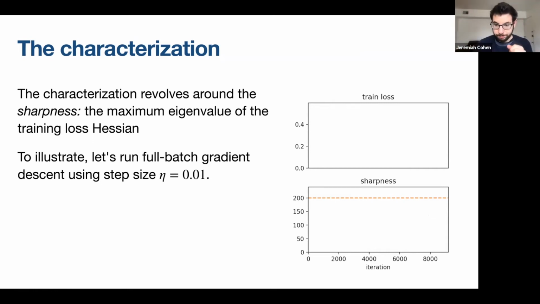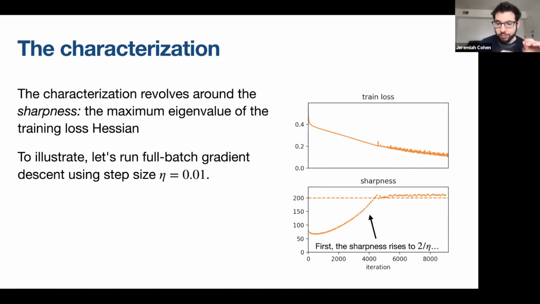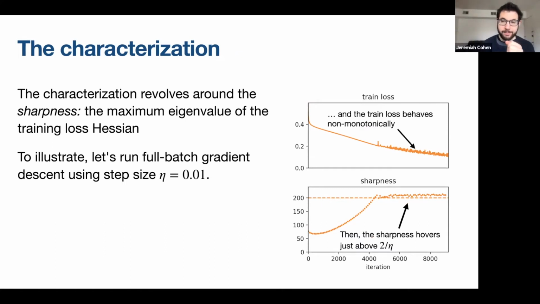Okay, so let's train. What happened? First, we see that the sharpness rises all the way to the dashed line, which marks 2 over eta, during which time the train loss is decreasing monotonically. Then, once the sharpness reaches 2 over eta, it spends the rest of training hovering just above that value, during which time the train loss is no longer monotonically decreasing. It's now behaving non-monotonically, although it is decreasing over long timescales.